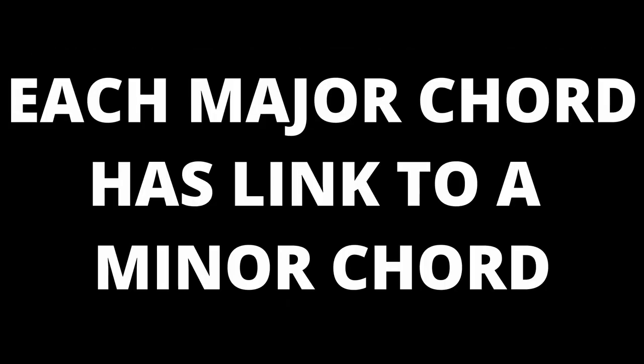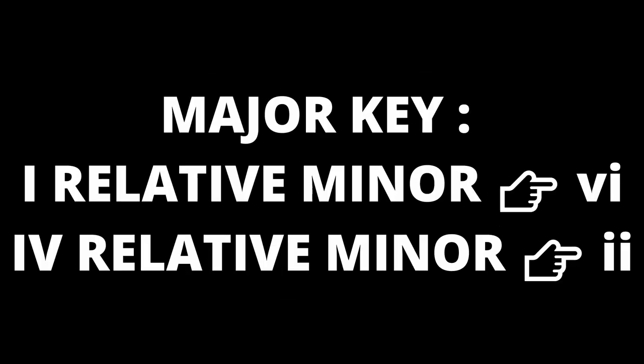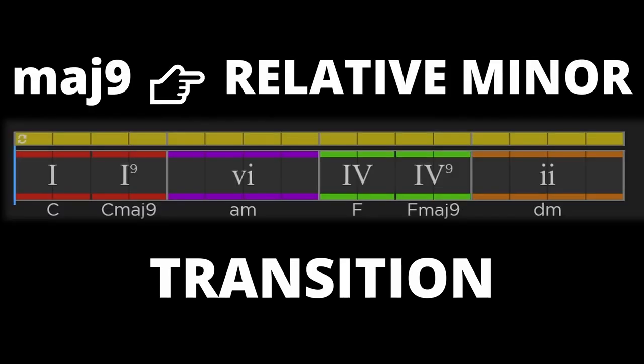Each of the three major chords in a major key have a special relationship with one of the three minor chords in the key. These are called relative minors. For the one chord, its relative minor is 6, and the four chord has the relative minor of 2. The major seventh chord can be a useful transition from the major chord to its relative minor. We can use this same technique with the major ninth chords, for example.